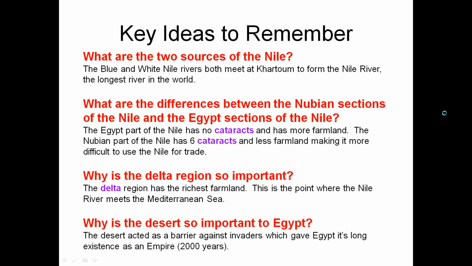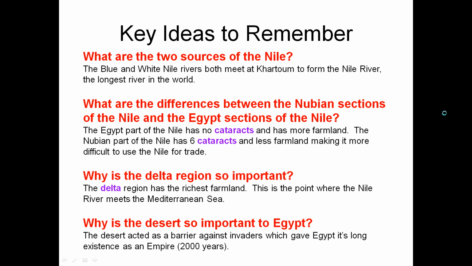Okay, key ideas to remember. We need to remember that there are 2 sources of the Nile. The Blue and the White Nile rivers both meet at Khartoum to form the Nile, the longest river in the world. What are the differences between the Nubian sections of the Nile and the Egyptian sections of the Nile? The Egypt part has no cataracts and has more farmland. The Nubian part has 6 cataracts and has less farmland, making it more difficult to use the Nile for trade.